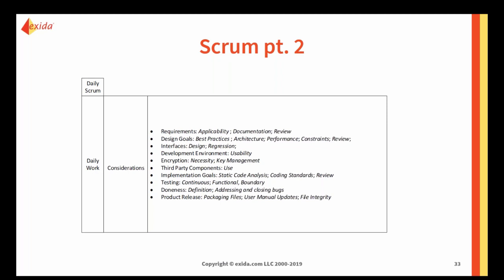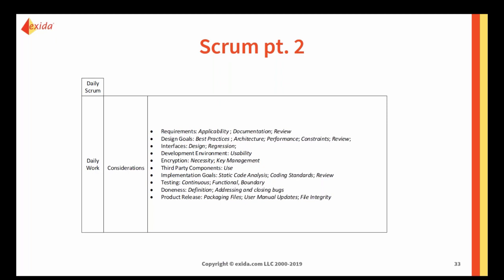We have design goals that we look at every time we're working. What are our current best practices that our group is using? What is our architecture? Are any of these things that we're working on going to change the architecture? Do they invalidate parts of the architecture? What about performance? I'm worried about that as I'm implementing this feature.